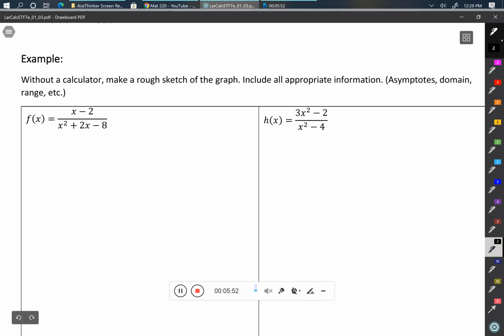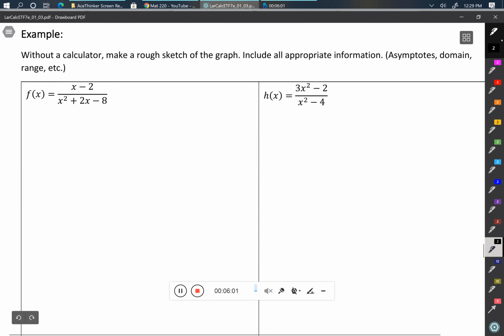All right, so without a calculator, can you make a rough sketch of the graph, including all appropriate information, that is asymptotes, domain, range, all that kind of stuff for a rational function? Now, I know that whether you took pre-calculus or college algebra, you spent at least an entire chapter doing this. So I'm going to work through this rather quickly.